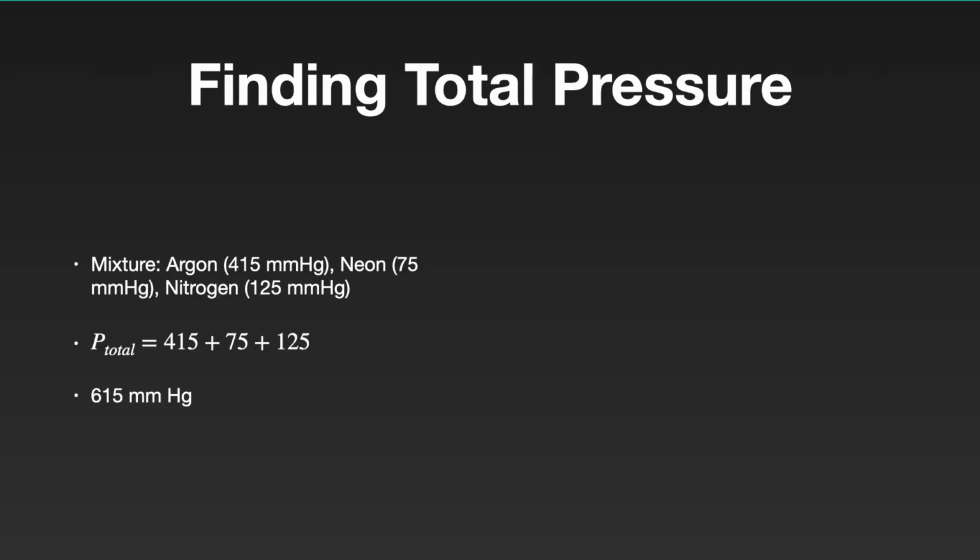Let's try a basic calculation. If a gas mixture contains argon at 415 millimeters of mercury, neon at 75 millimeters of mercury, and nitrogen at 125 millimeters of mercury, what is the total pressure? Well, we simply add the three values together. So on your calculator, just take 415 plus 75 plus 125, and that's going to give you a total pressure of 615 millimeters of mercury. It's that simple.